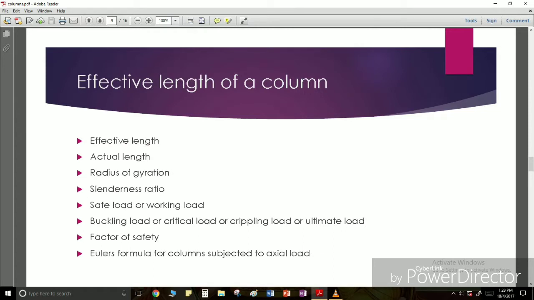Coming to the effective length of a column, what is the effective length of a column? What is the actual length, and what is the difference between effective length and actual length? Why are there 2 cases in this particular chapter? What is meant by radius of gyration, what is slenderness ratio, what is safe load or working load, what is meant by factor of safety, and what is buckling load or critical load or crippling load? Remember, this load is very important in this entire chapter. One more topic is Euler's formula for columns subjected to axial load, and this is also a very important formula.